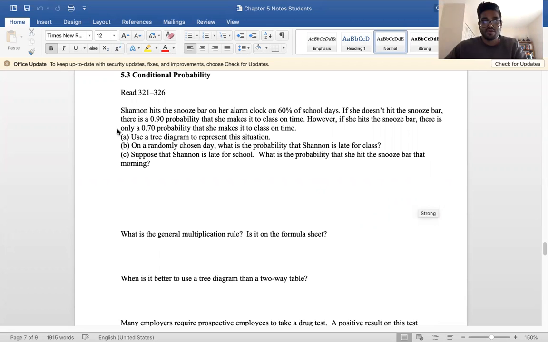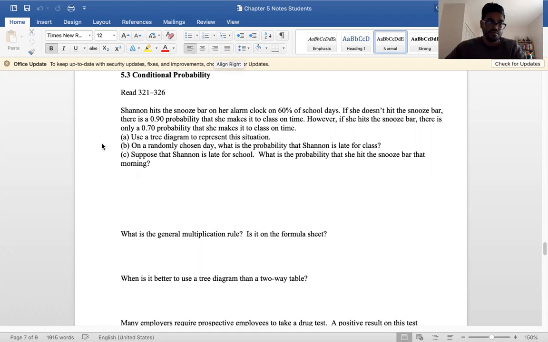Here we're looking at this person, and she hits the snooze button on her alarm clock 60% of the school days. If she does not hit the snooze button, there's a 90% chance she makes it on time. However, if she hits the snooze bar, there's a 70% probability that she makes it on time. So the first thing you want to do is make a tree diagram.